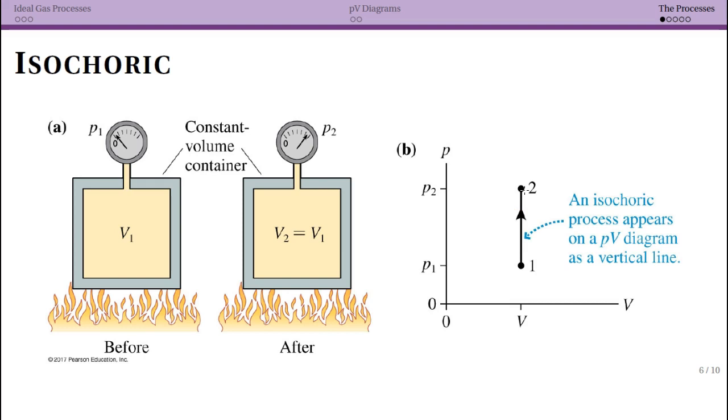So isochoric is one of the simpler processes to think about, since when you have PV equals nRT, you see that if V is fixed, P and T will just be proportional.